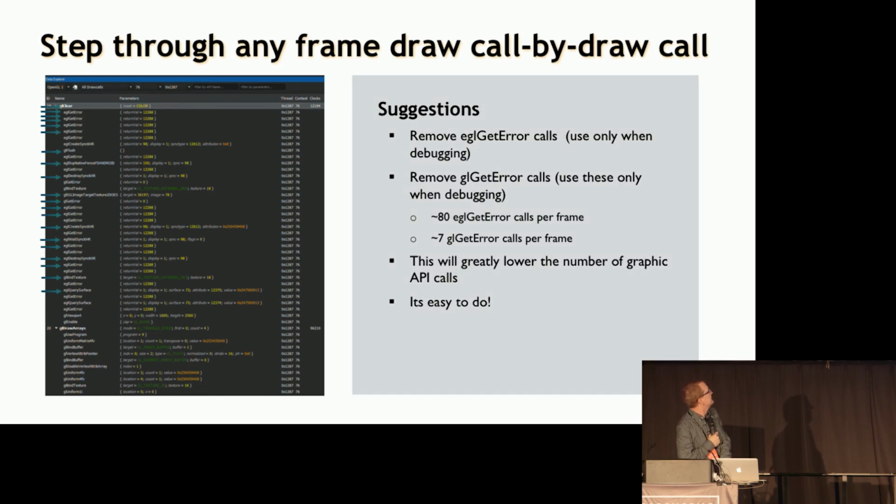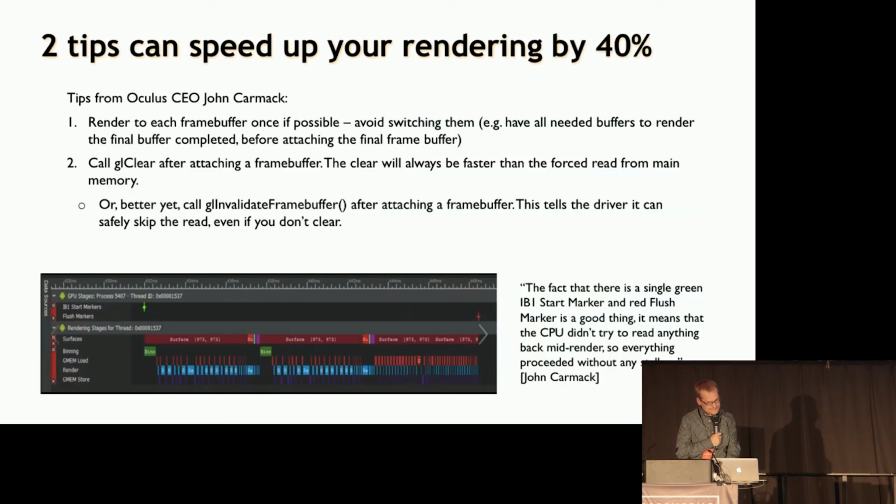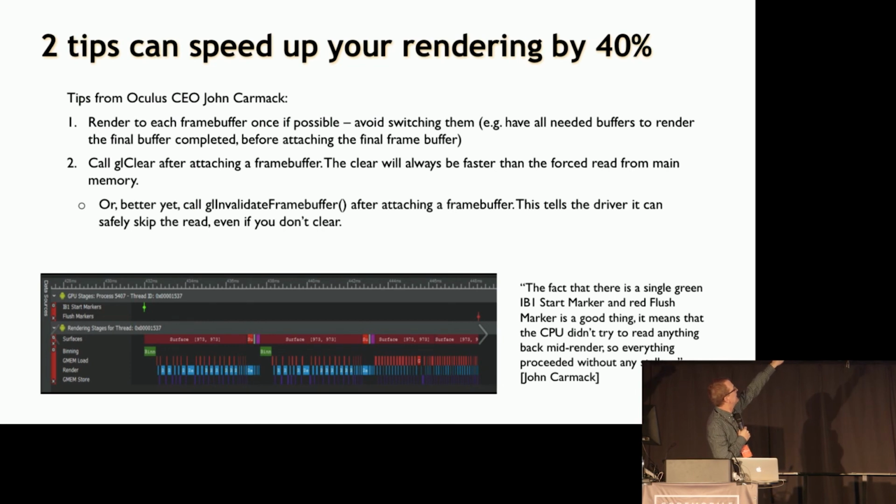So this is some more suggestions. If you minimize your draw calls, so batching them, that reduces overhead. And again, you can get these slides. John Carmack recently did a really good blog article on graphic optimization. Basically, by following these 2 tips, you can increase your rendering speed by 40%. Render to each frame buffer once if possible. Call GL invalidate frame buffer after attaching a frame buffer. This tells the driver you can safely skip the read even if you don't clear. So something that's fairly simple to do and has a huge effect.